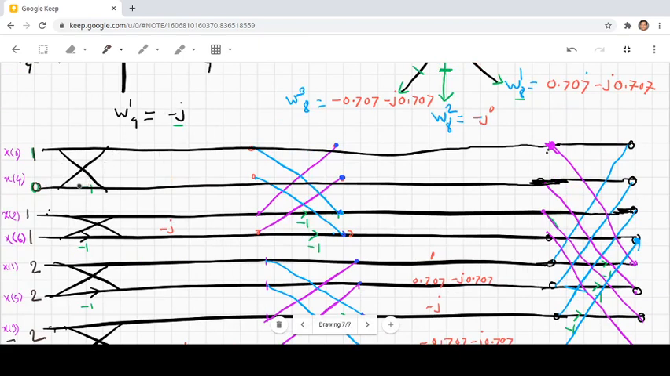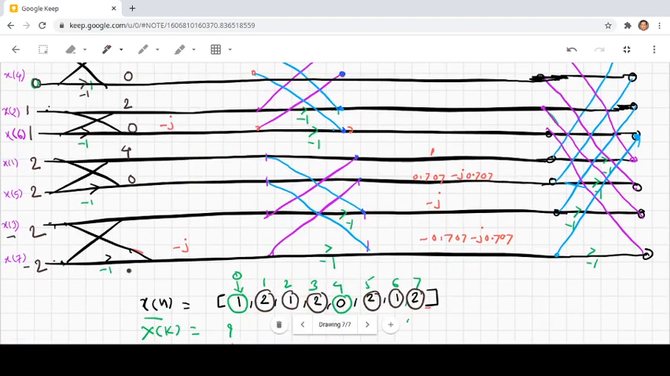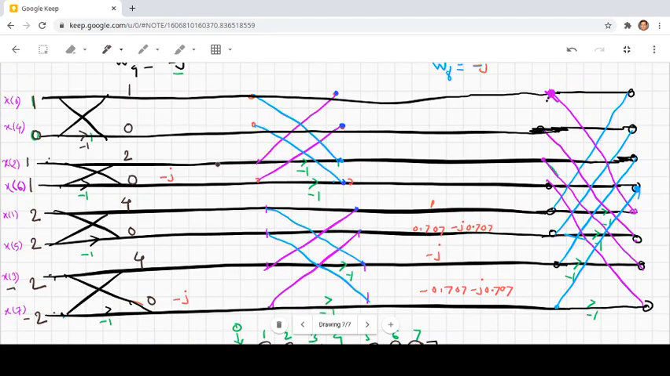Here you have to perform the arithmetic. It is 1 plus 0, so here I get 1. 1 minus 0 is 0. 1 plus 1 is 2. 1 minus 1 is 0. 2 plus 2 is 4. And 2 minus 2 is 0. 2 plus 2 is 4. And 2 minus 2 is 0. Here I require some complex multiplication.